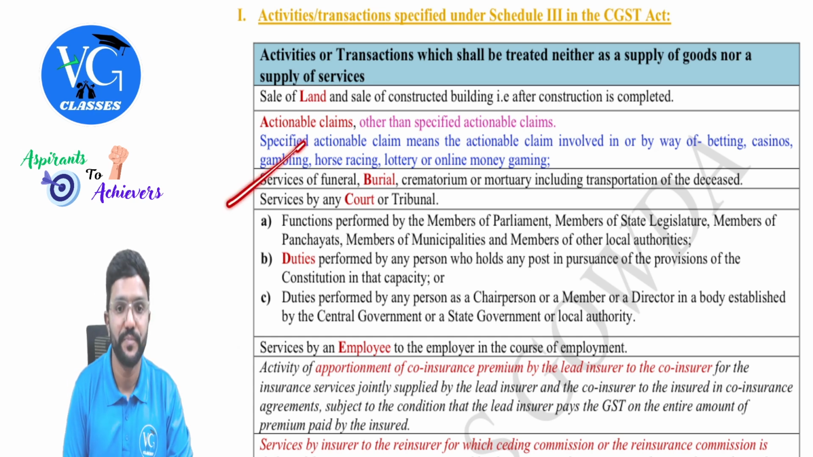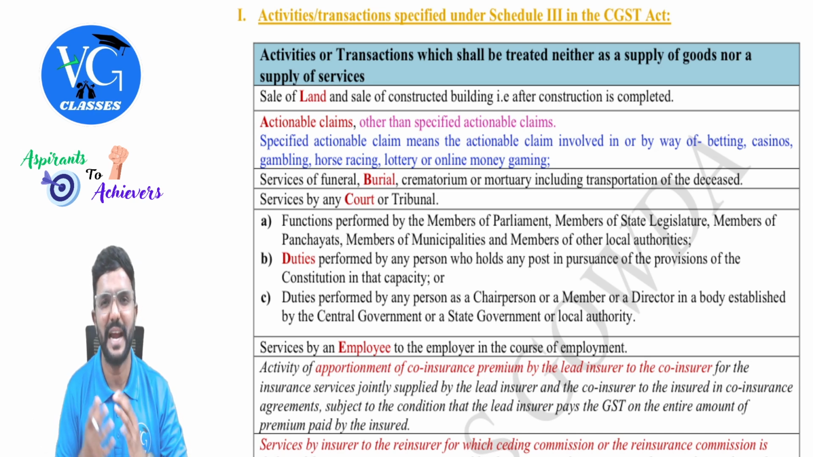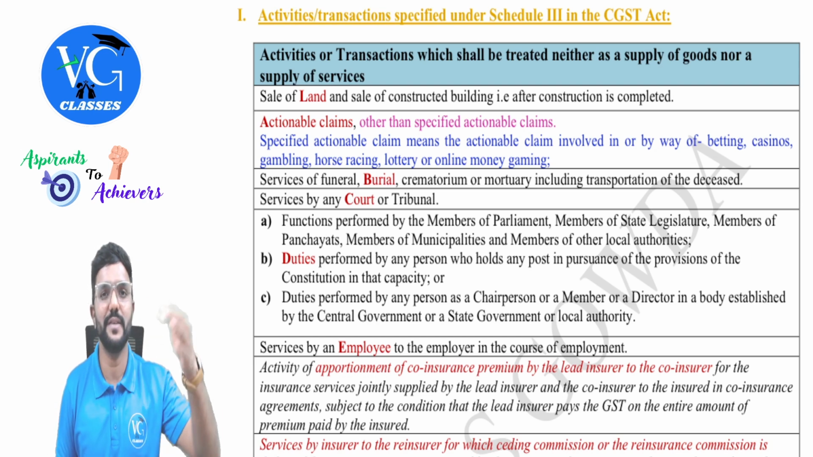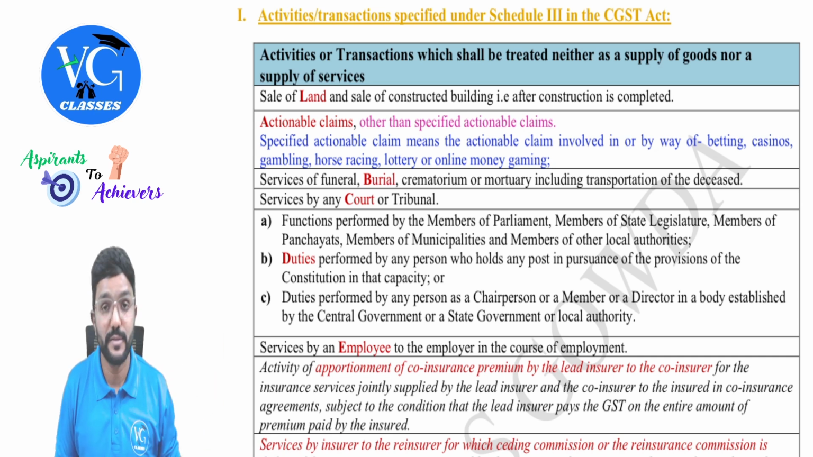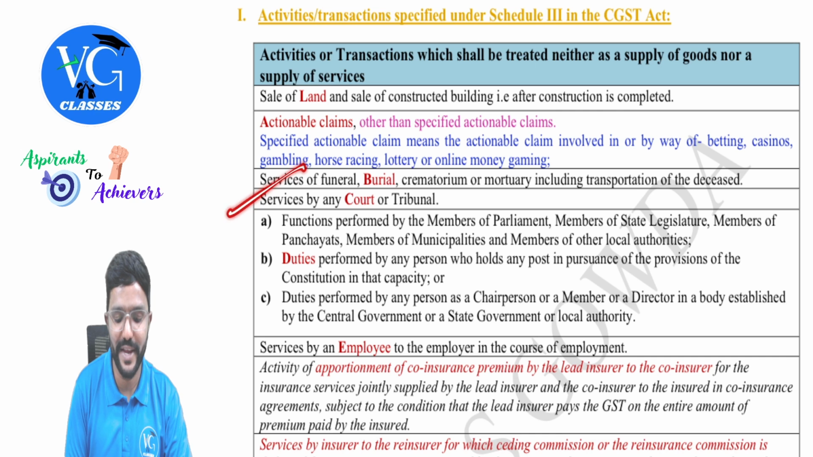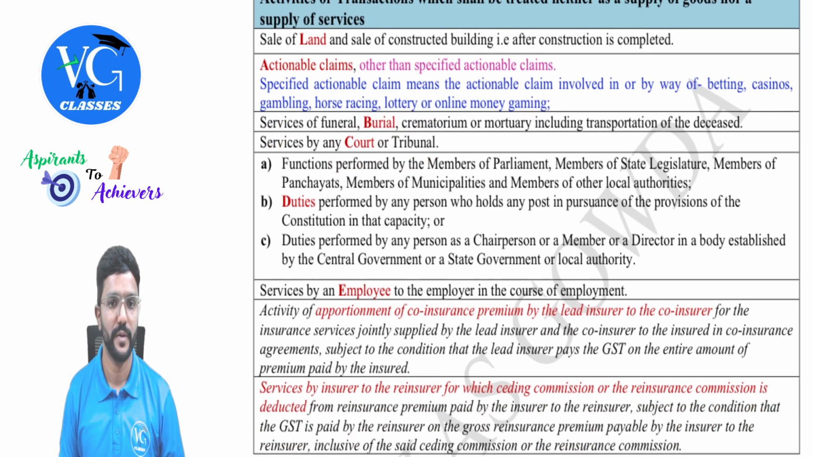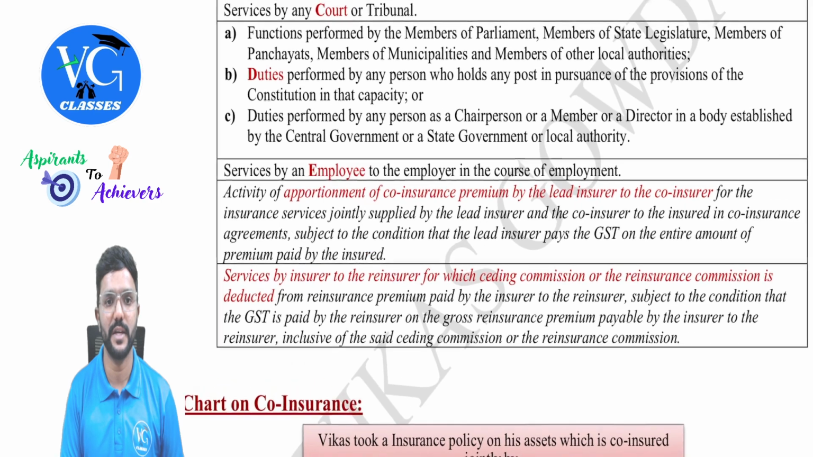Next. Services of funeral, burial, crematorium, or mortuary, including transportation of deceased. Sir, the family members are already sad. They are already in grief. Now, if the government goes and asks them to pay GST on the services they are taking for the procedures on the death of a person, how bad will that family feel about the government, right? So that is why they said on these services, no GST. Then services by a court or tribunal, and court here includes the district court, high court, or supreme court, guys. Whatever fees they are charging on that, no GST.